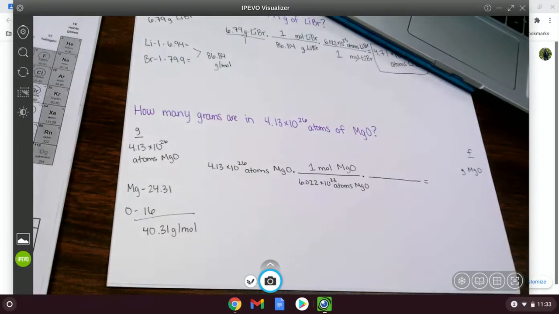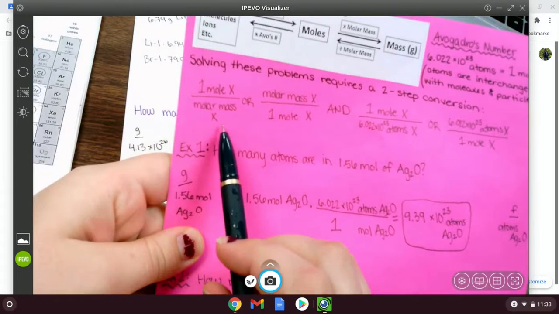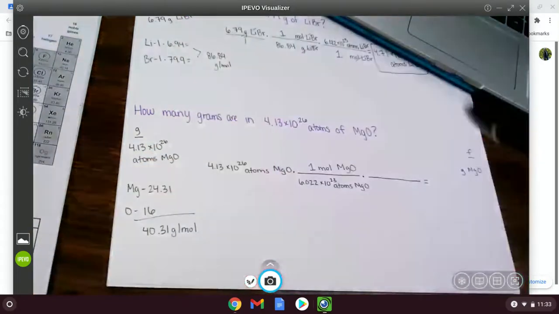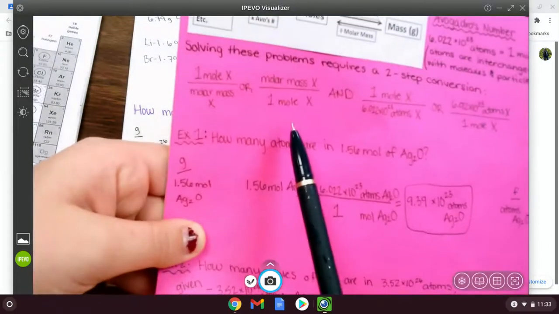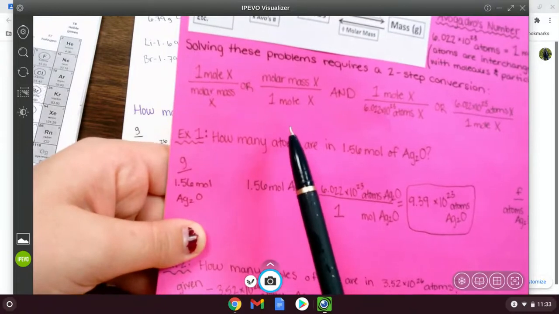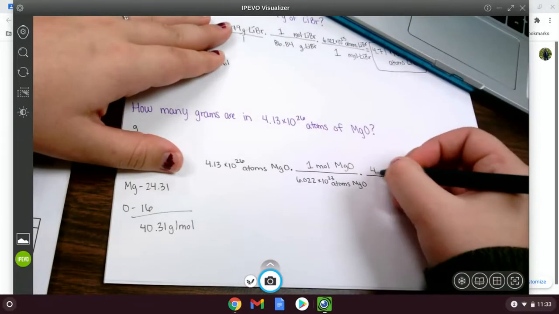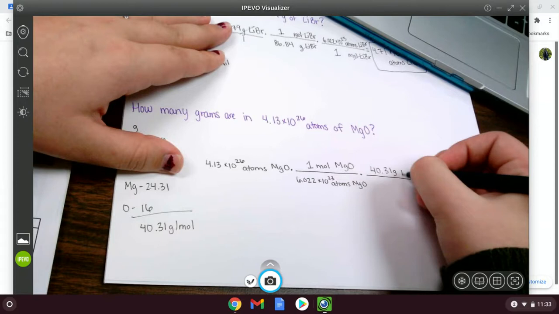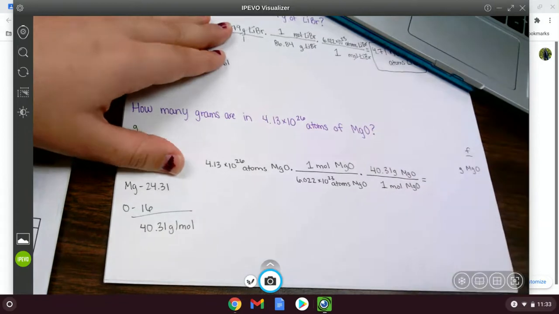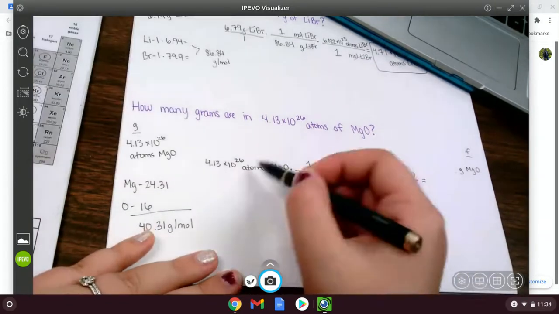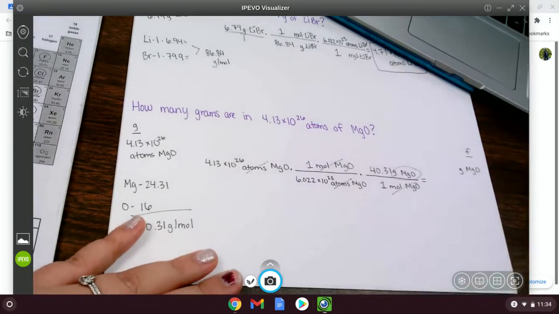Now that we're at the mole, we need to finish with one more step to get to grams. So we're going to use either this conversion factor or this one. Moles on top here, so we want it on the bottom here. So we're going to use this conversion factor. We're going to have the molar mass of our MgO over 1 mole MgO. So the molar mass is 40.31 grams MgO for every 1 mole of MgO. As you see, atoms on top, atoms on bottom. Mole on top, mole on bottom, left with grams.